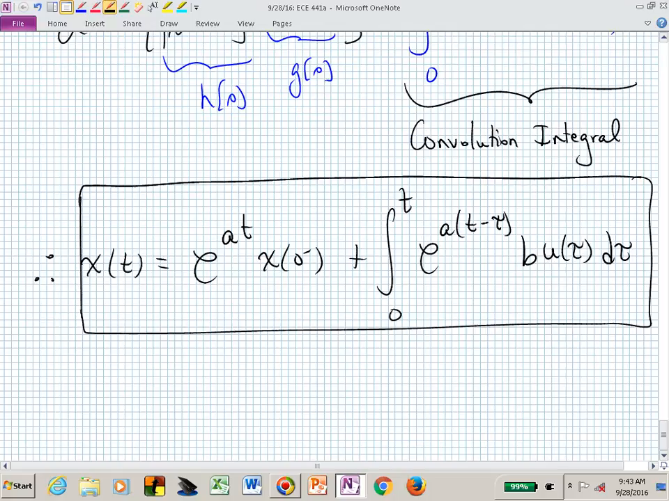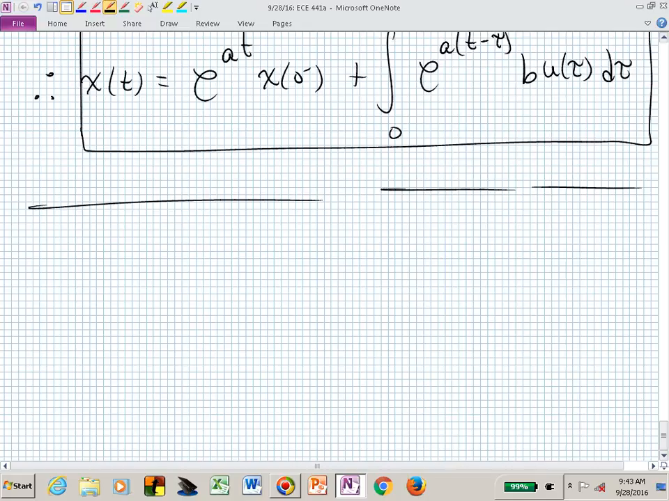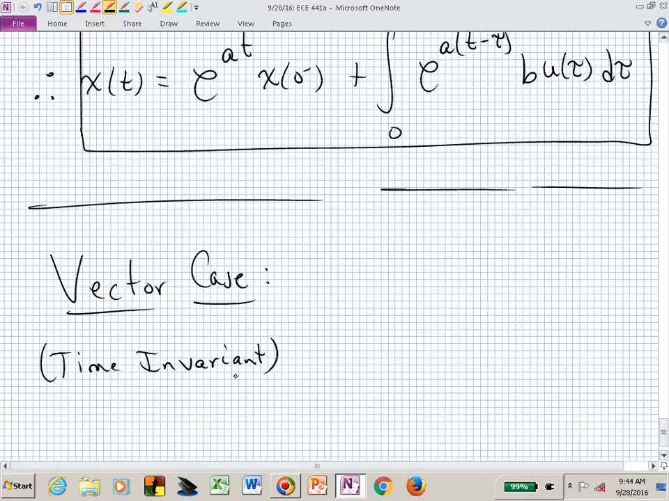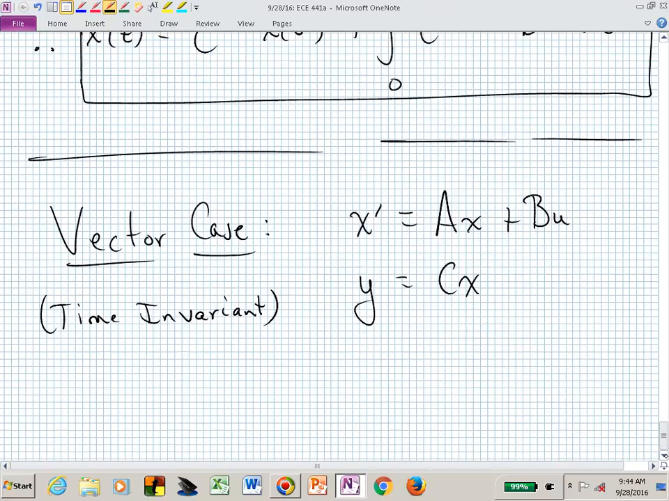Now what? Well, we can't just keep crawling, right? We've seen the scalar case. What we want to do now is we want to grow up and attack the vector case. We want to be big boys and do the vector case. Again, we're going to be in the time invariant, and we now have x prime is equal to ax plus bu, y is equal to cx, and in this case, a, b, and c are constant.